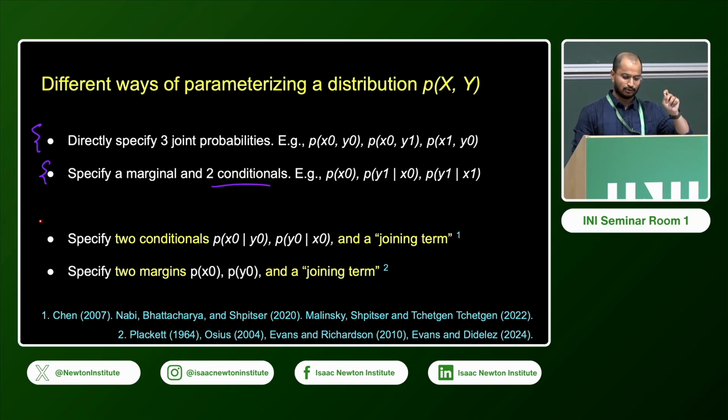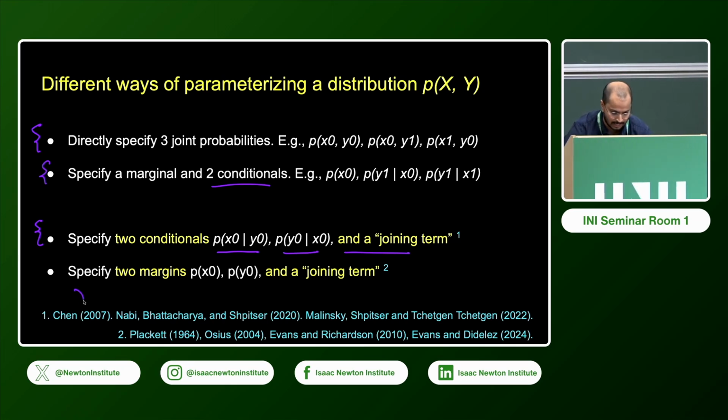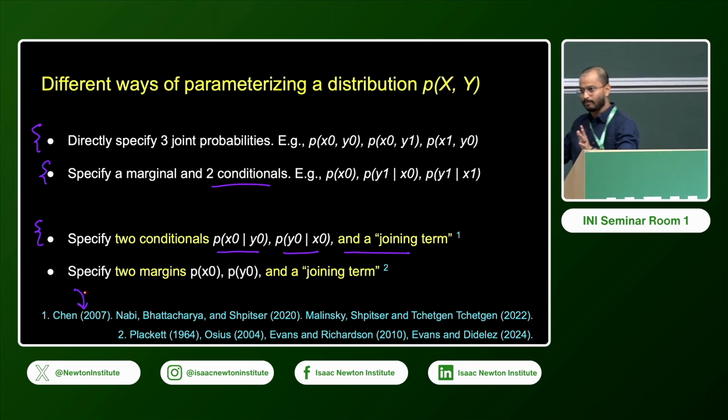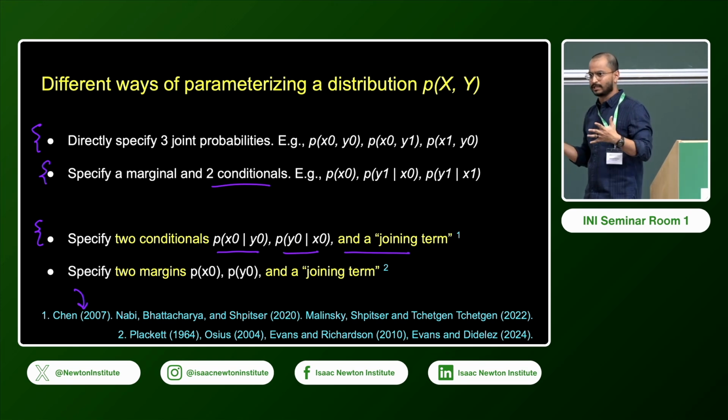It turns out you can also specify two conditional probabilities. So I could specify x equals 0 given y equals 0, and y equals 0 given x equals 0, and then a joining term. I'm not sure how far back this goes, but at least since 2007, Chen had a non-parametric way of doing this. I'm mentioning everything in the binary setting just for simplicity. It actually applies non-parametrically.